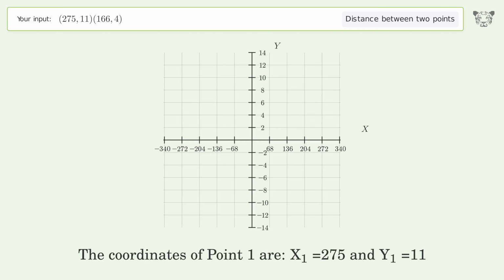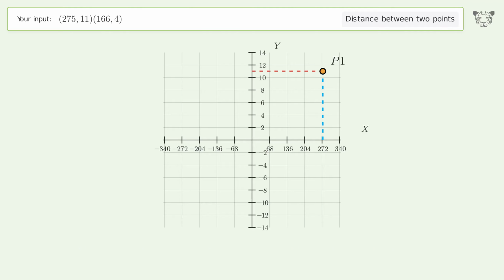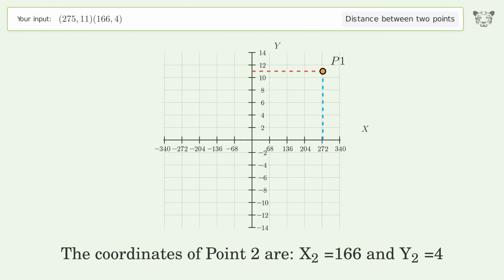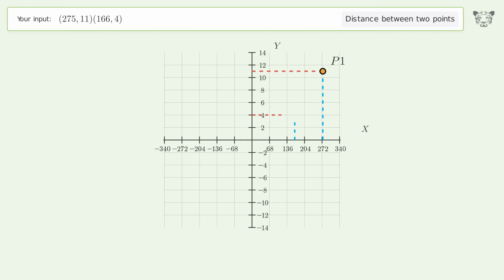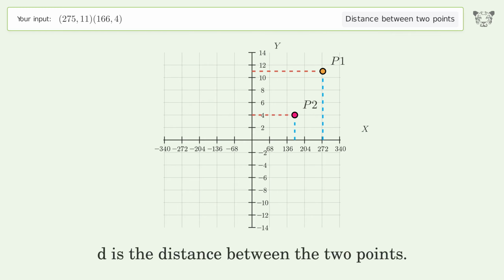The coordinates of point 1 are x1 equals 275 and y1 equals 11. The coordinates of point 2 are x2 equals 166 and y2 equals 4. D is the distance between the 2 points.